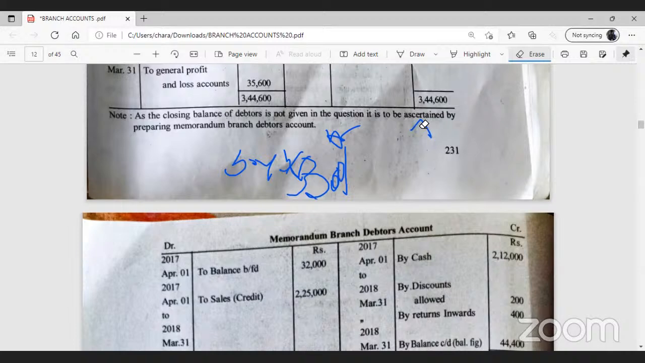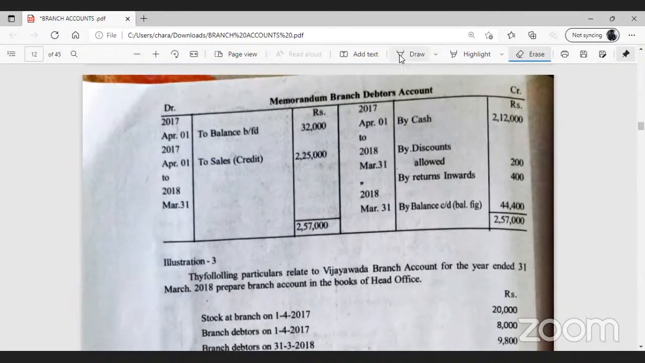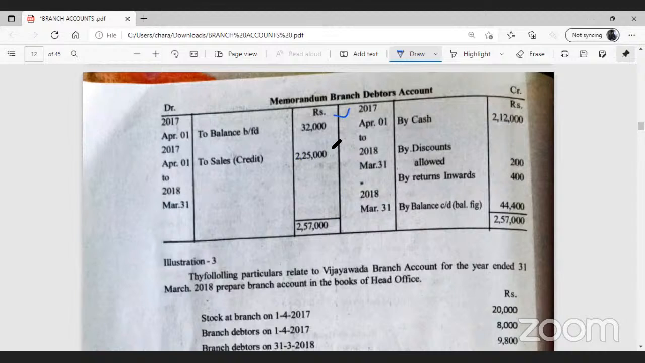So, credit sales a little bit. Credit sales are given in the question. Opening credit sales are also given in the question. Cash received from debtors is nothing but cash, and discount allowed is nothing but discount on debtors. Returns from debtors are also there.